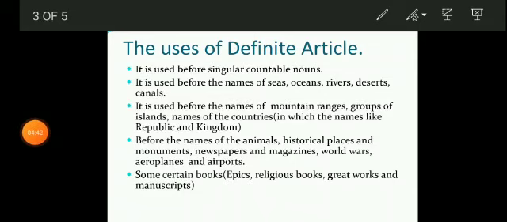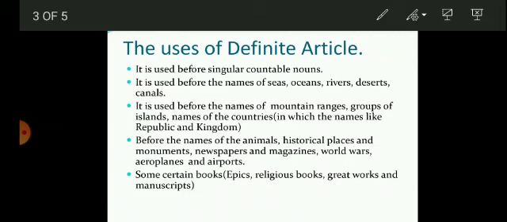In this point, you have to remember there must be a group, not a single island. For example, Sri Lanka is an island. This definite article is not used before the name of an island. There must be a group of islands. For example, the West Indies, the Andaman and Nicobar Islands.